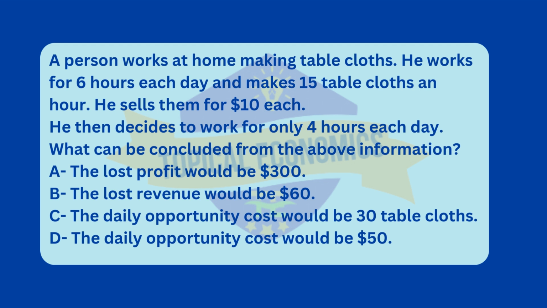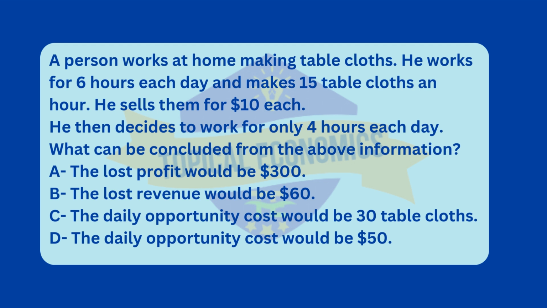A. The lost profit would be $300. B. The lost revenue would be $60. C. The daily opportunity cost would be 30 tablecloths. D. The daily opportunity cost would be $50. This question is from year 2015 October-November version 2 paper. The correct answer for this question is option C. The daily opportunity cost would be 30 tablecloths.